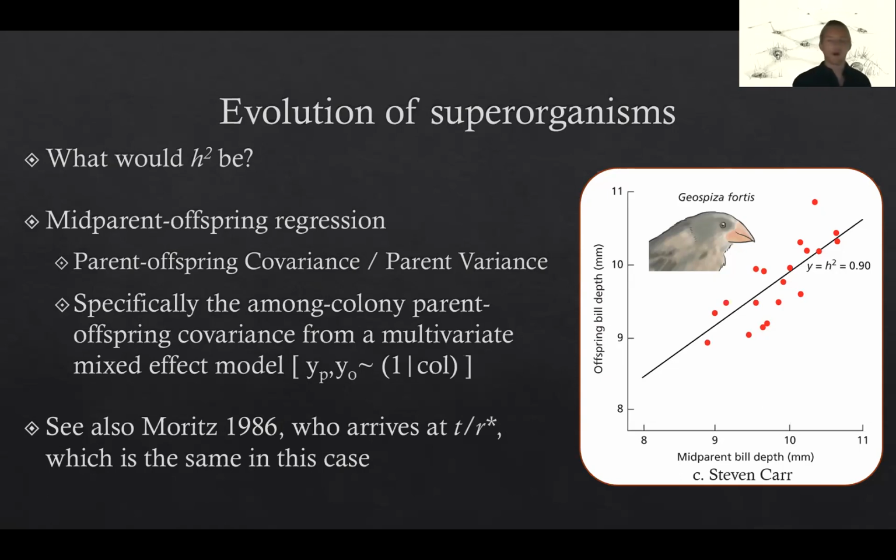And this works out exactly the same as an equation from Moritz's paper in 1986, looking at the heritability of group phenotypes, where he had the intraclass correlation coefficient t divided by r star, the probability of inheriting the alleles from one of the parents. Given there's only one parent in our example, that r star is 1, and so the t is exactly analogous to the parent-offspring covariance divided by the parent variance. So my idea that it's the mid-parent offspring regression, or the parent-offspring covariance divided by the parent variance, is analogous to previous work.